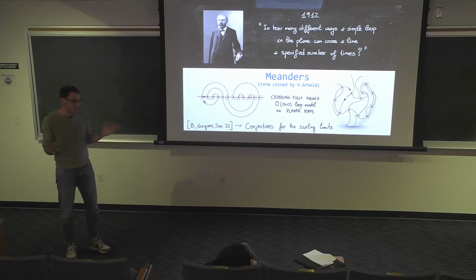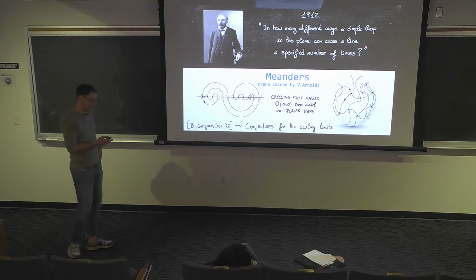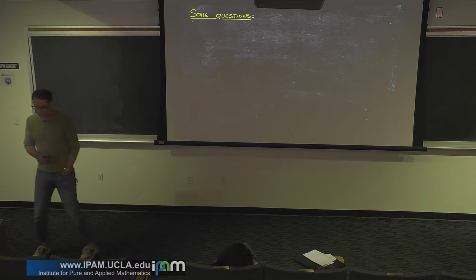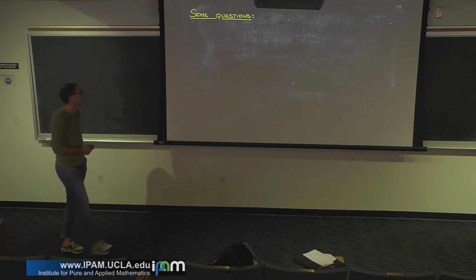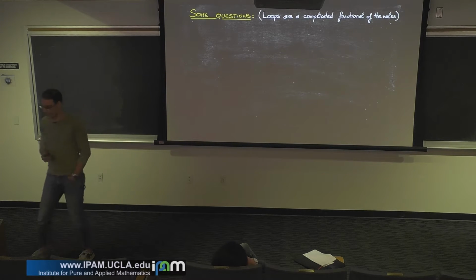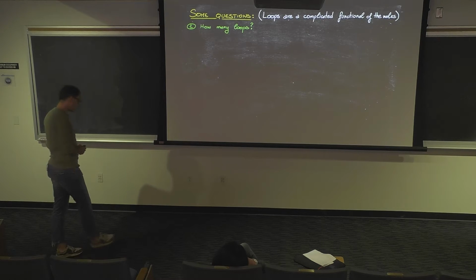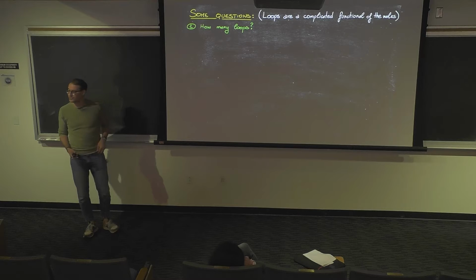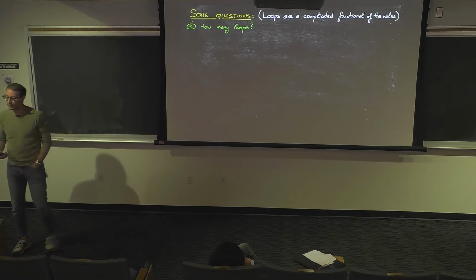And a priori, they should be a bit easier. Okay, so here are some natural questions on meandric systems that you might want to answer. But keep in mind that the loops are complicated functionals of the walks. So the first question is, if I sample uniformly at random one meandric system of size 2n, how many loops are there?